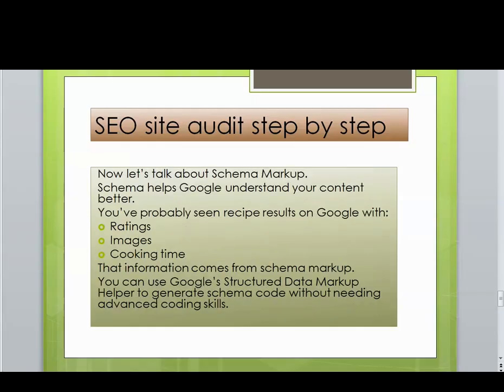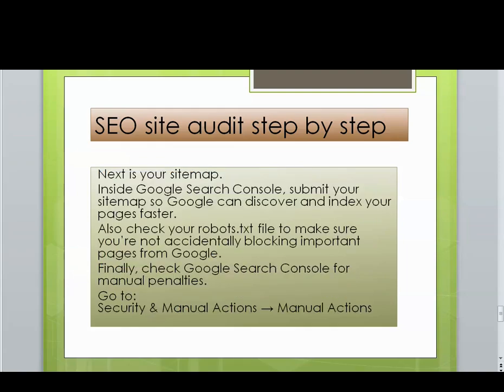Now let's talk about schema markup. Schema helps Google understand your content better. You've probably seen recipe results on Google with ratings, images, cooking time. That information comes from schema markup. You can use Google's structured data markup helper to generate schema code without needing advanced coding skills. Next is your sitemap. Inside Google Search Console, submit your sitemap so Google can discover and index your pages faster. Also check your robots.txt file to make sure you're not accidentally blocking important pages from Google.